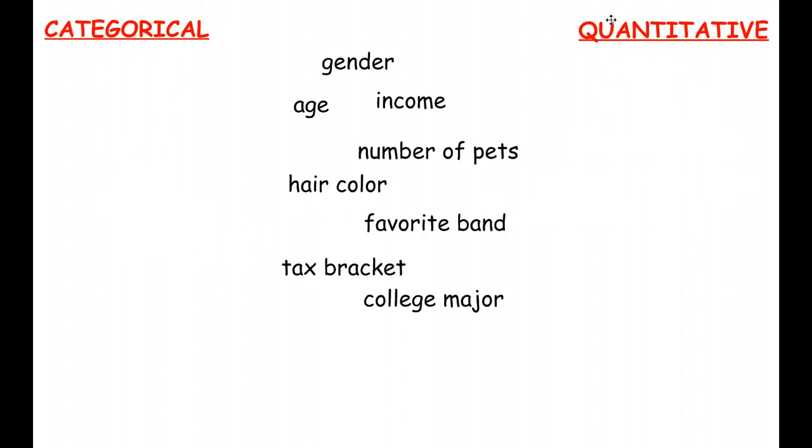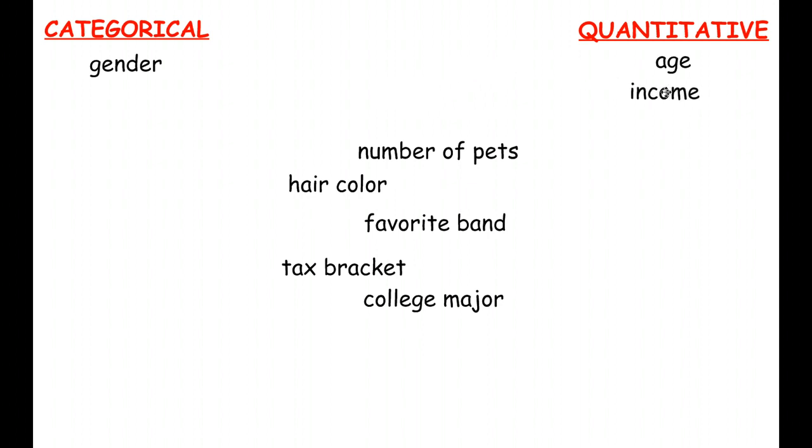Now let's compare categorical and quantitative variables. We'll start out with gender. Gender is typically described as male or female, so then we would call that categorical because there are two options to choose from. Age. There's no options for age. You just are however many years old you are, and that is a number, so that's going to be quantitative, quantity. Income is a quantity. It's a number. It's how much money you make each year.